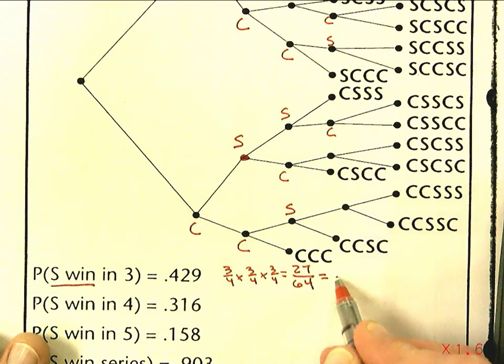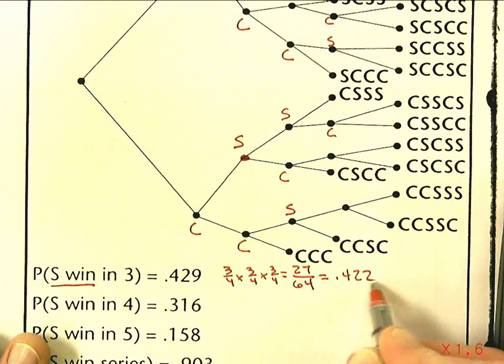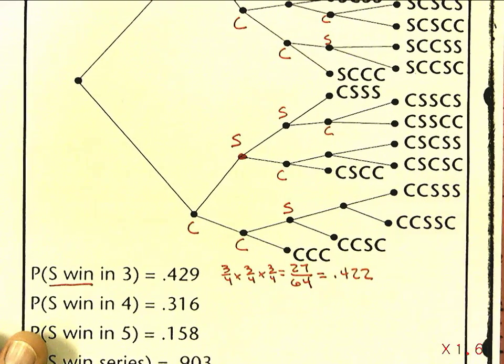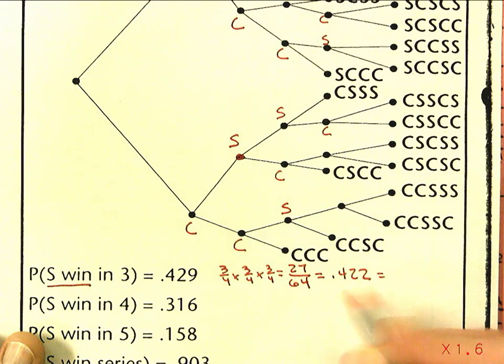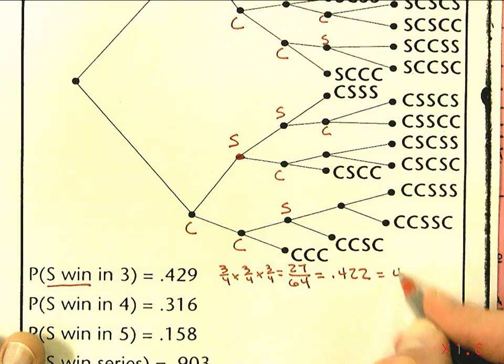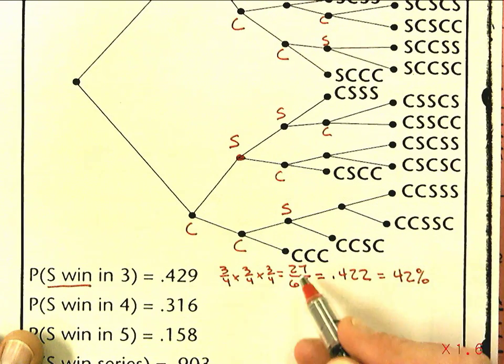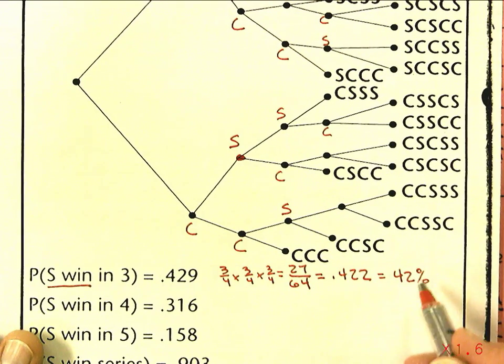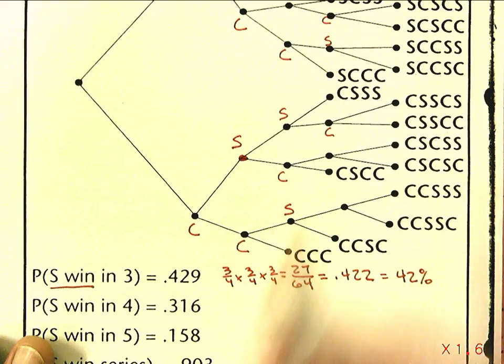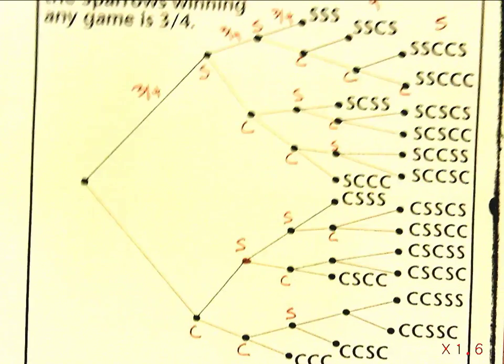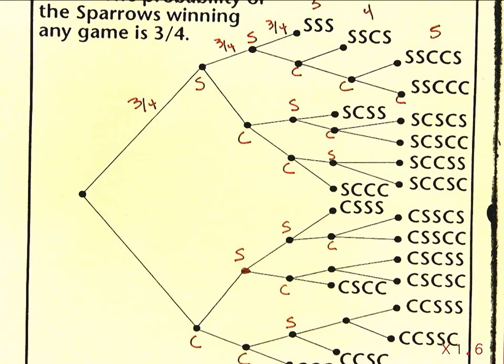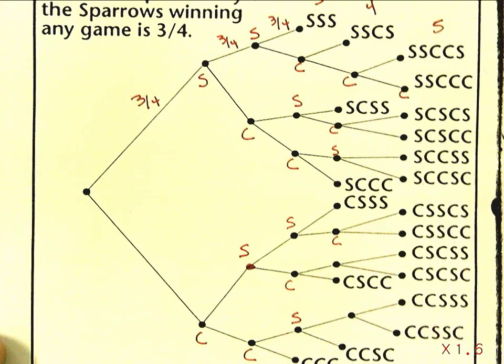So 0.422 is the probability, and we could change that to a percent. We could say that that's 42%. So now we have the fraction, the decimal, and the percent of the time that we would expect that outcome for the Sparrows to win in 3 games, just right off the bat in this particular series.